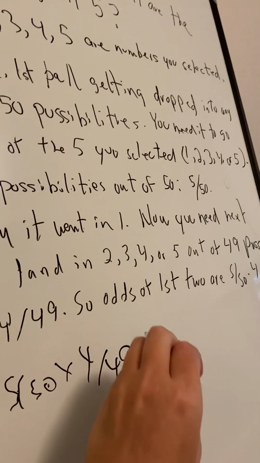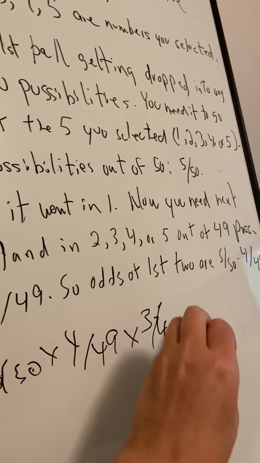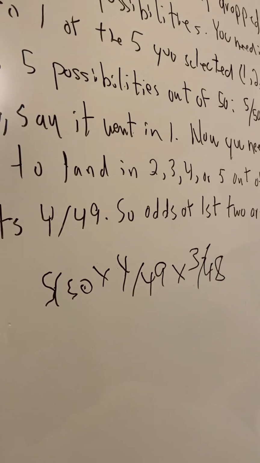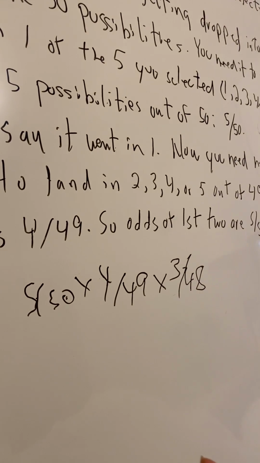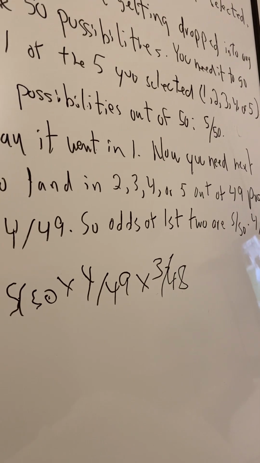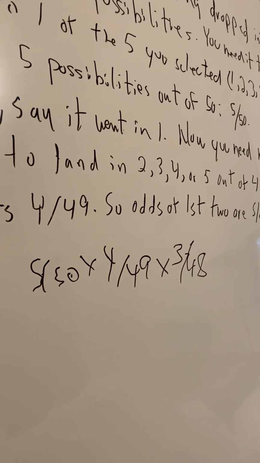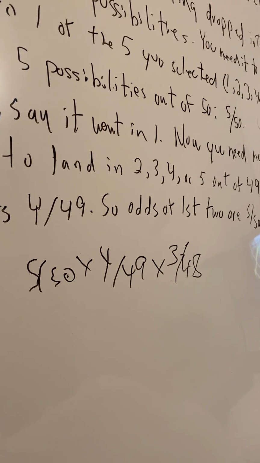So we have 5 out of 50, times 4 out of 49, times 3 out of 48. And I'm not going to continue. It's the same pattern. There'd be then 2 numbers left out of 47, and then 1 number out of 46. We multiply all those numbers together, and that would give us the odds of the lottery.